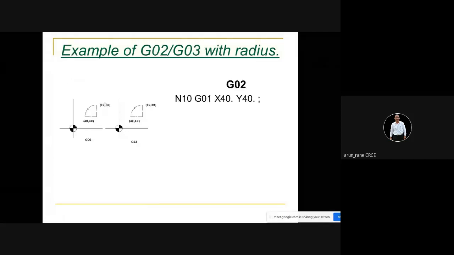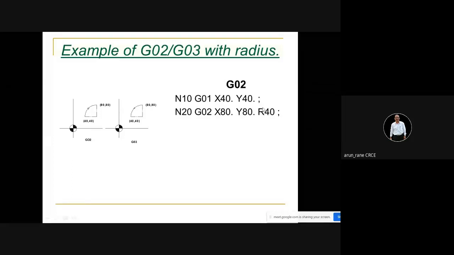Okay. So how do you give now? First case G02, that is X40 and Y40. Alright. And then you need to give the end points, that is X80 and Y80, and radius is 40. So this you have to give, that is start point and the end point along with the radius. If you don't give the radius, then you need to give the center.